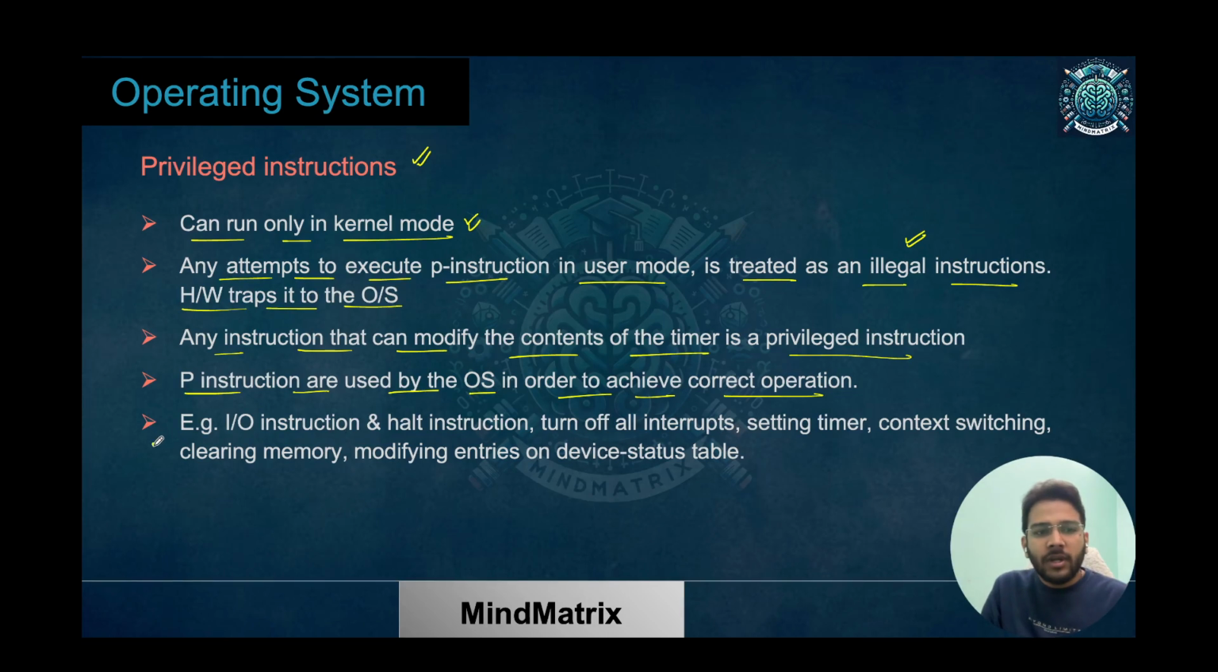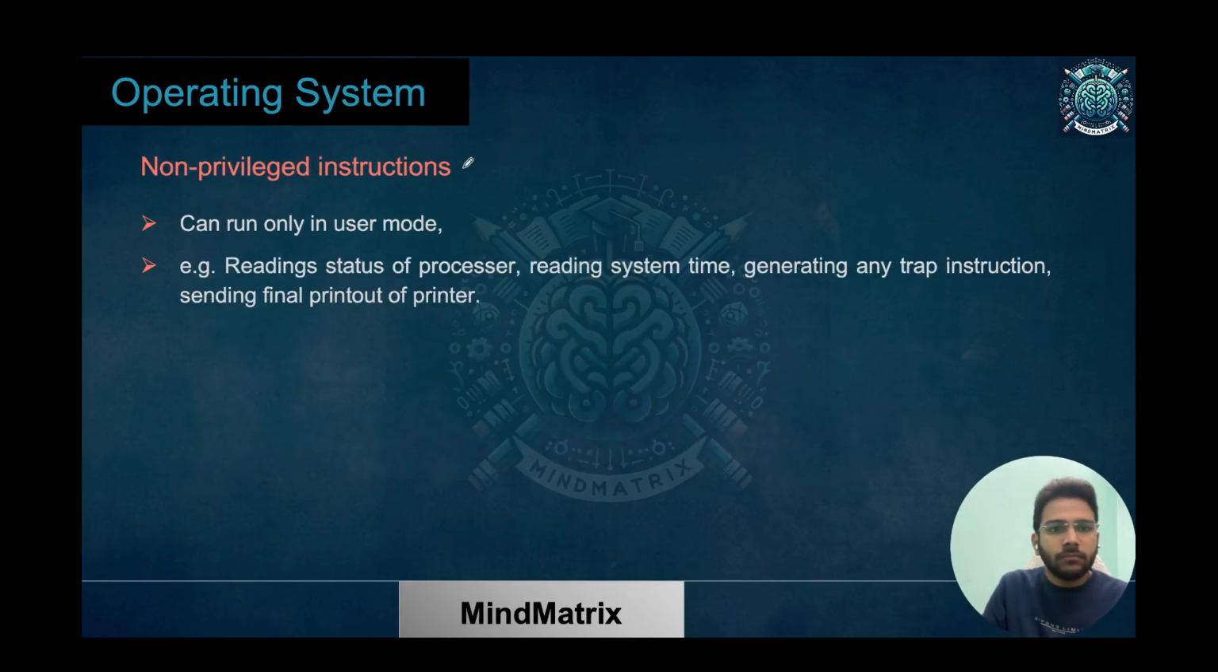Fine. Now there are some examples of privileged instructions: input output instructions, halt instruction, turning off all interrupts, setting the timer, context switching, clearing the memory, modifying entries in a device status table. All these are examples of privileged instructions. Clear? Let's proceed further. Now let's talk about non-privileged instructions.